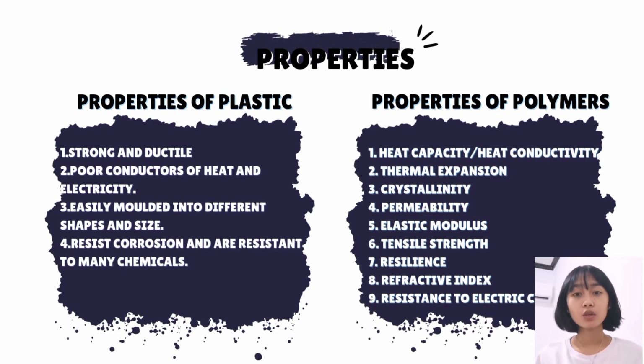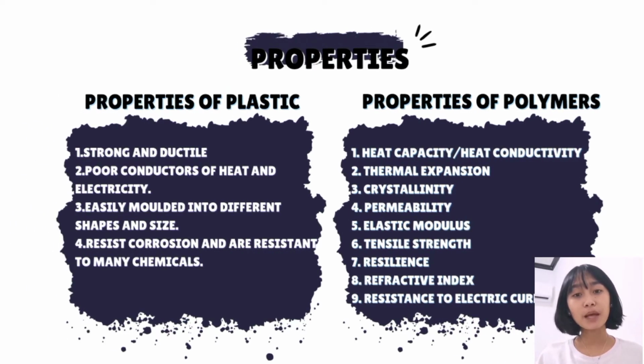Properties of plastic. There are 4 properties of plastic. First is strong and tactile. We know that plastic easily deforms, especially when exposed to heat. The second is poor conductor of electricity and heat. We know that electric charges cannot be carried if there are no free electrons. Plastic has few or no free electrons, which means plastic is a poor conductor of electricity.